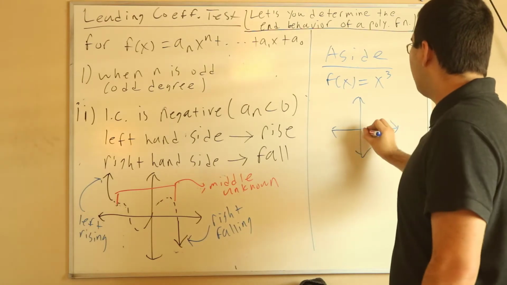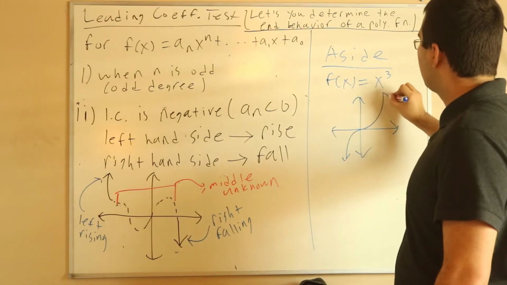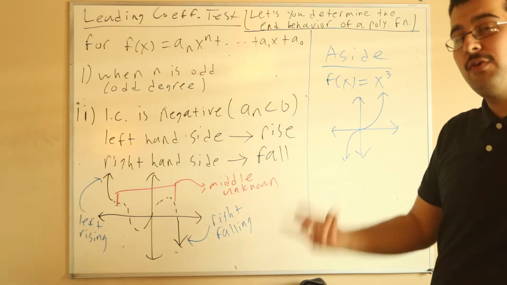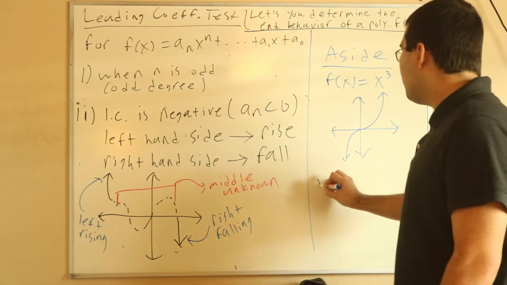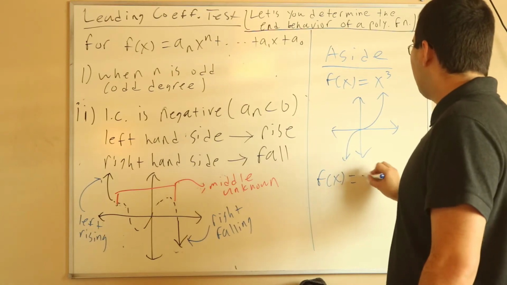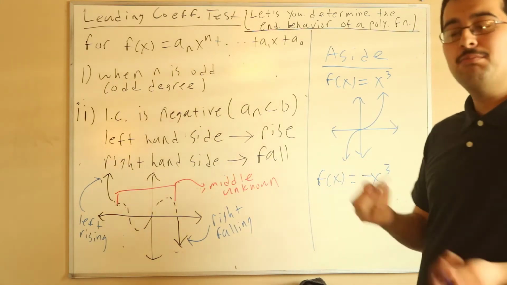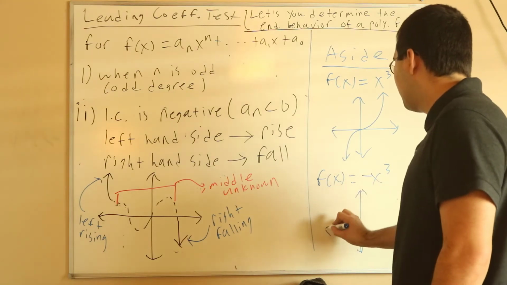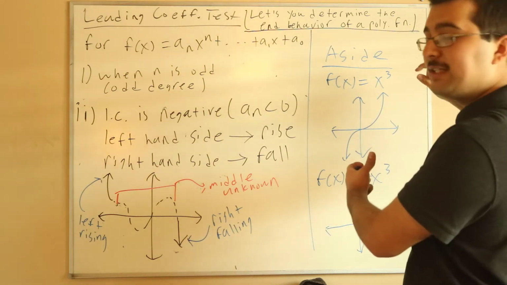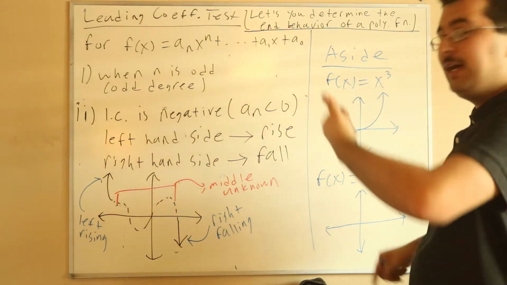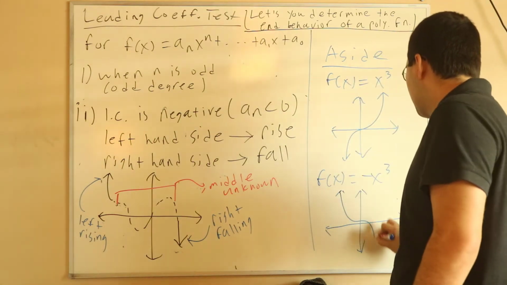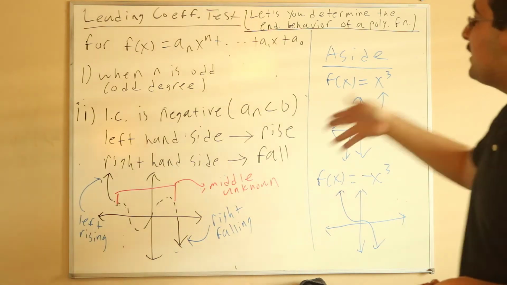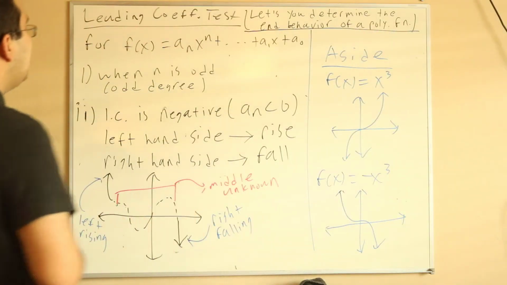And we know that the parent function looks like this, right? Now we've talked about translations of graphs at this point, and one of our translations is reflections. So if I want to do minus x cubed, we understand how this changes our graph: it takes the image and folds it over the x-axis, and so it produces that. And if we take a look here, that's exactly the behavior we're describing here.